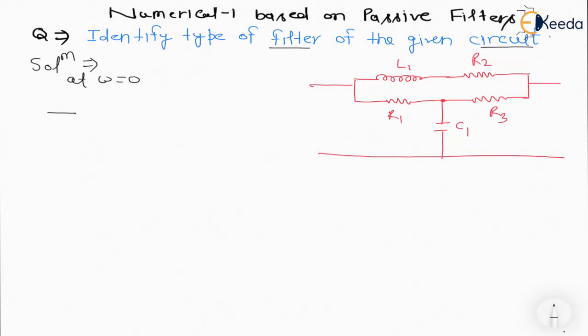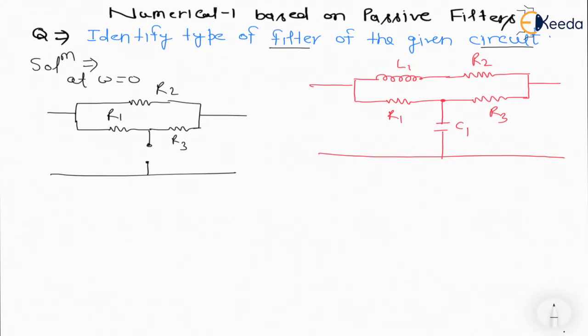So we'll have this circuit. This is R2 and this is R1, and this will be open circuit, and this is R3, with plus minus Vi and plus minus V naught. So V naught will be equal to something in terms of Vi.